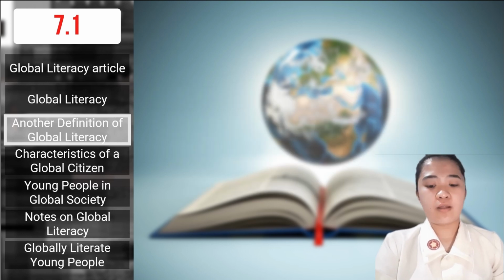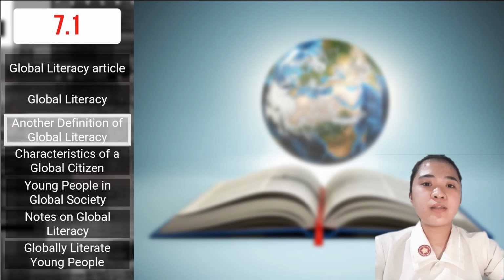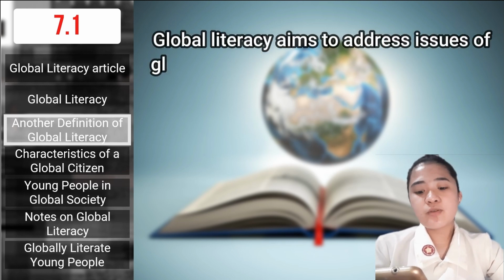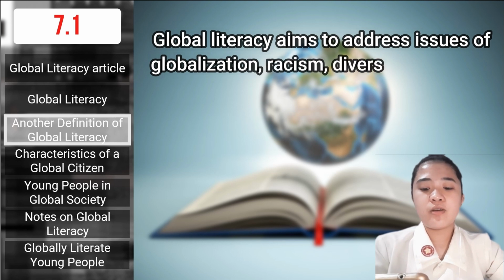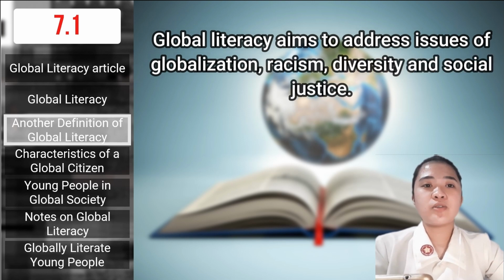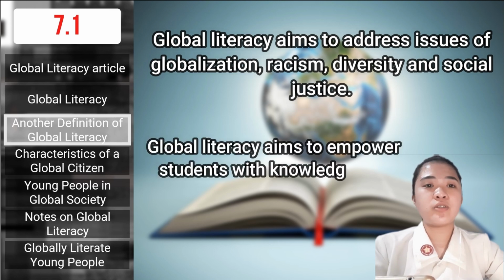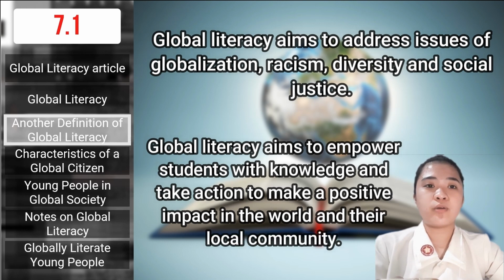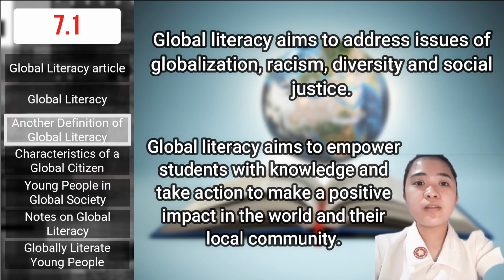According to the study of GUWO 2014, global literacy aims to address the issues of globalization, racism, diversity, and social justice. It also aims to empower students with knowledge and take actions to make a positive impact in the world and their local community. The study of GUWO clearly addresses the stigma of other people about different cultures and races, and how it really affects the global awareness of people.